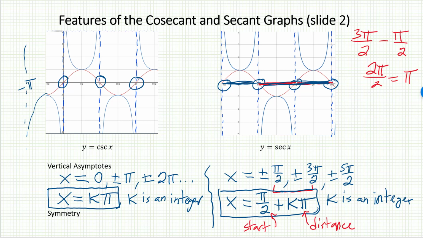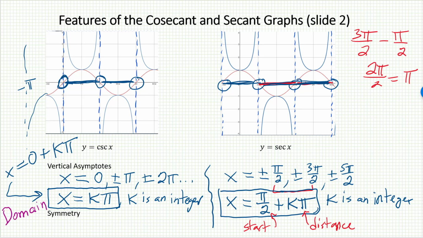This idea of using the starting value plus multiples of the distance is an important one. We could have done the same thing even back on the cosecant graph. The nicest vertical asymptote would have been the one at 0. And then the distance between 0 to pi, that's pi. Pi to 2 pi, that's pi. It's pi once again. If I had written 0 plus multiples of pi, that's going to simplify to be exactly what we got. The 0 doesn't matter. I would have ended up with just x equals k pi.